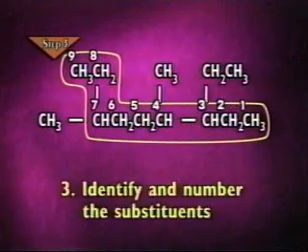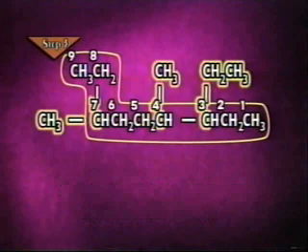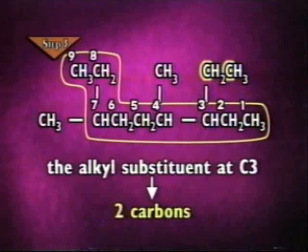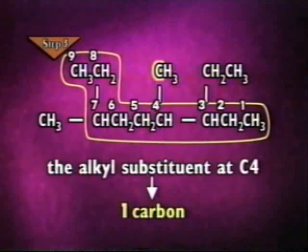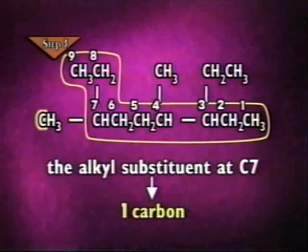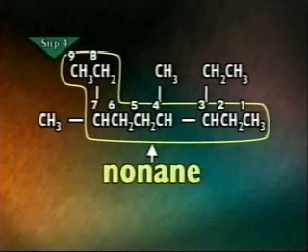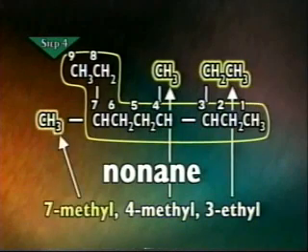Step 3. Identify and number the substituents. There are 3 alkyl substituents attached to this nonane at the 3rd, 4th, and 7th positions. The alkyl substituent at carbon 3 has 2 carbons, so we name it 3-ethyl. The alkyl substituent at carbon 4 has 1 carbon, so we call it 4-methyl. The alkyl substituent on carbon 7 also has 1 carbon, so it's 7-methyl. And finally, let's put it all together. We have a parent chain, nonane, with 3 alkyl substituents, 3-ethyl, 4-methyl, and 7-methyl.